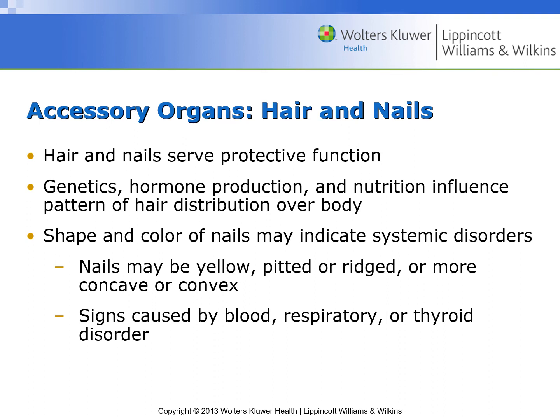The shape and color of nails may indicate systemic disorders. Nails may be yellow, pitted, or ridged, or more concave or convex. Signs caused by blood, respiratory, or thyroid disorders can be detected by looking at the nails.